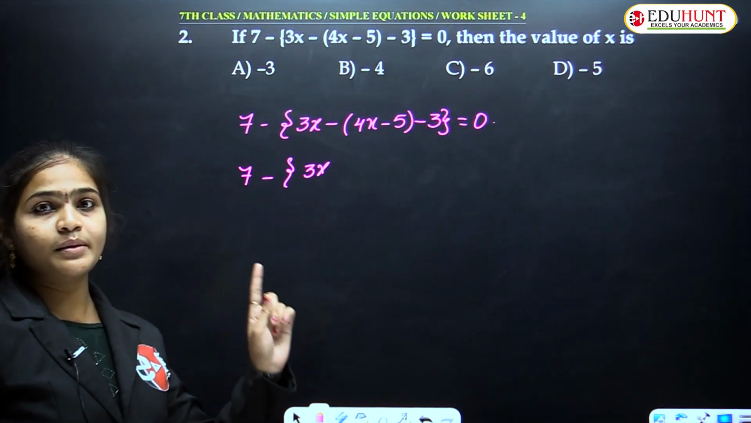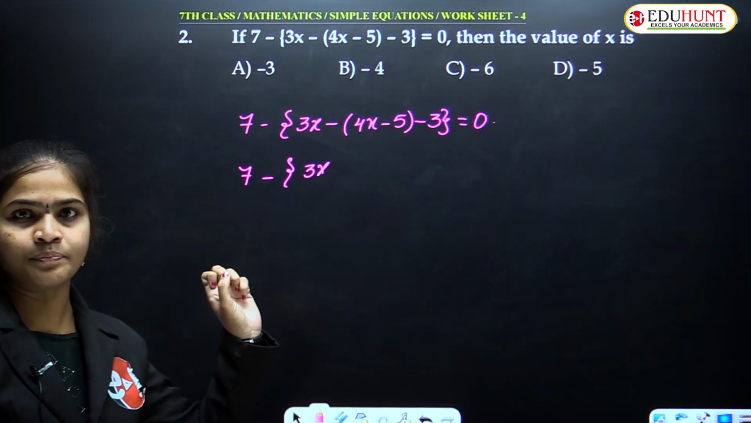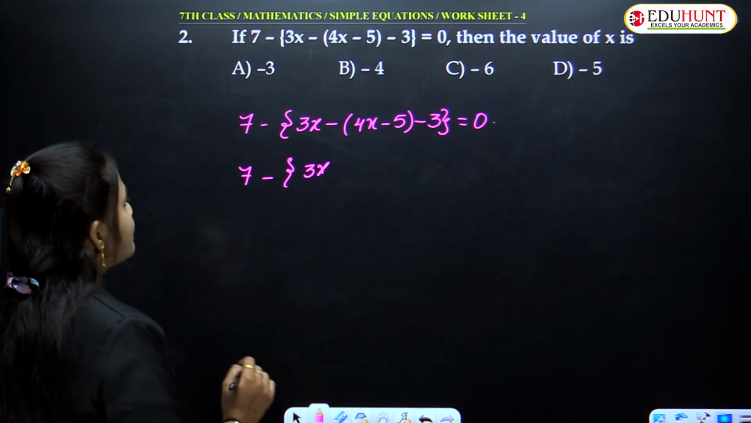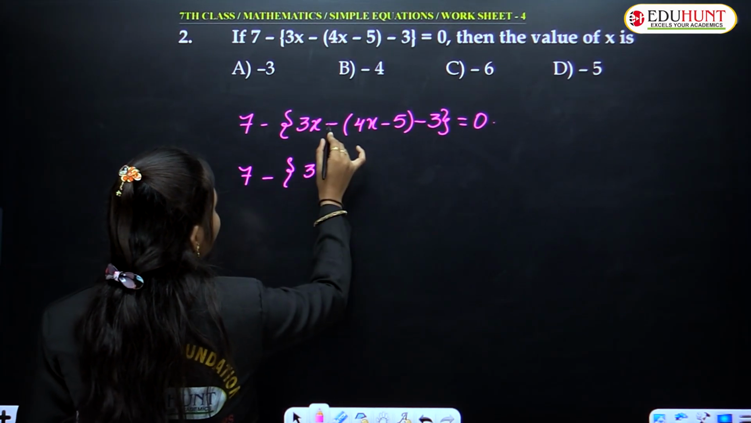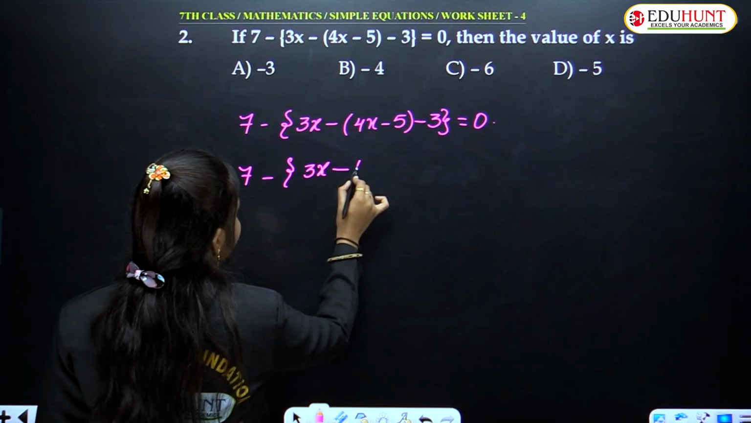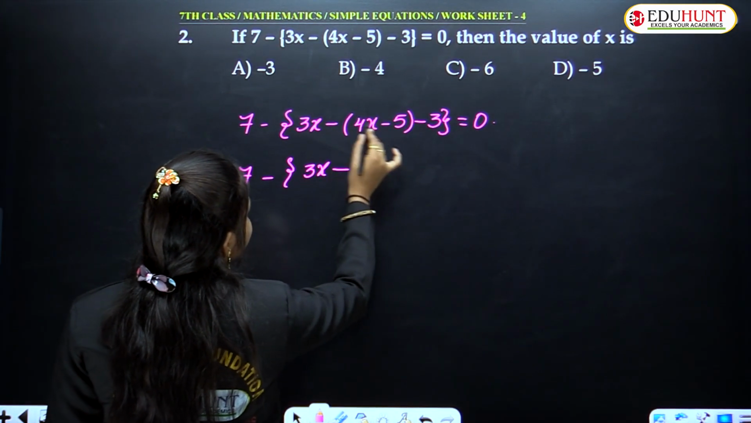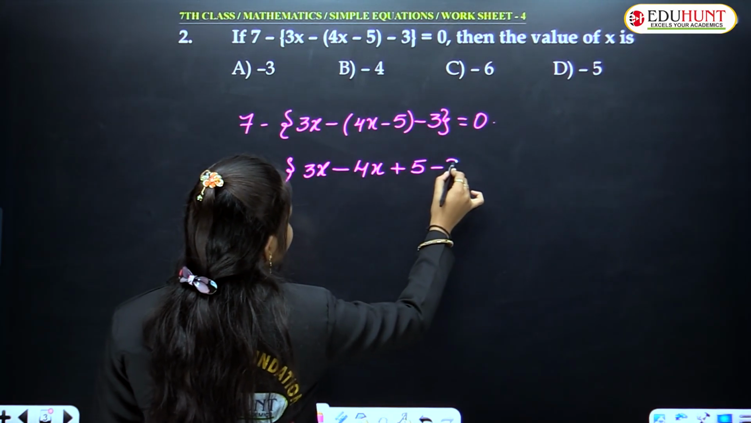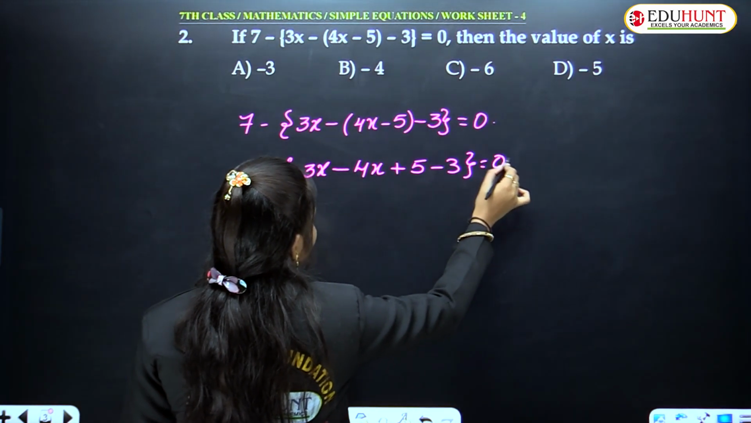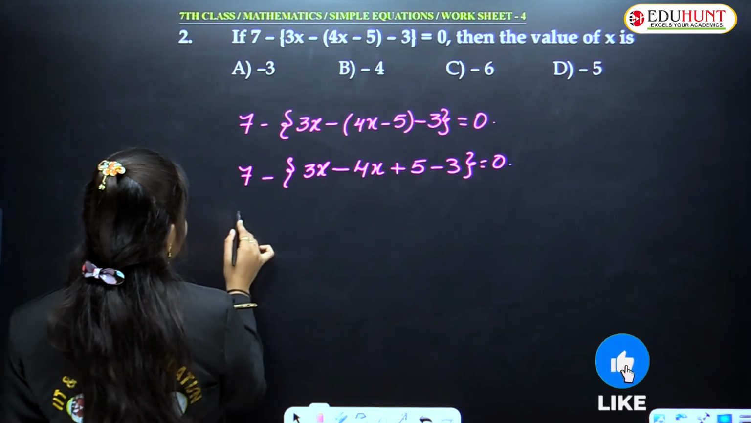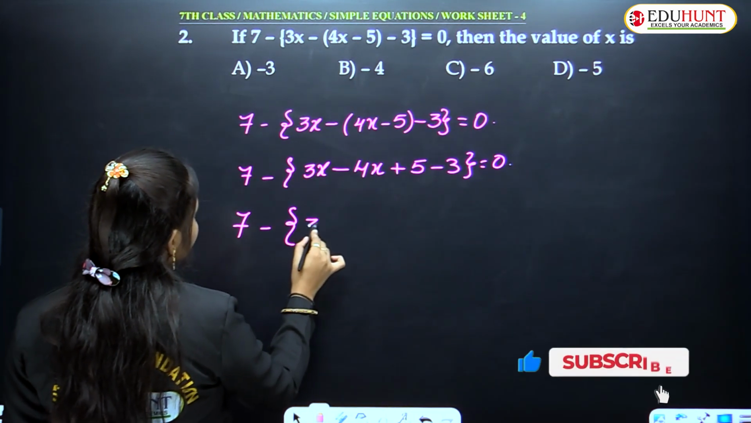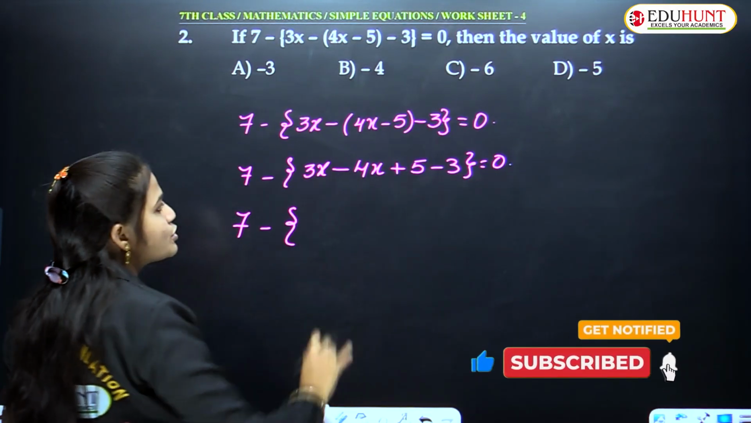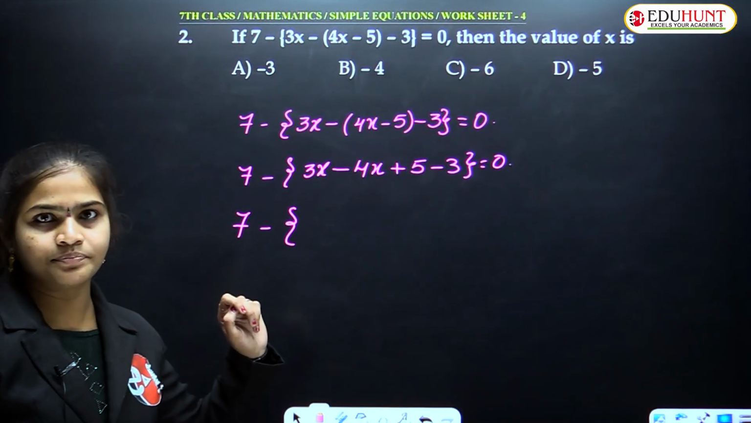One term is a variable term, another term is a constant term, so we should not take the difference of those two terms. So minus into plus is minus 4x, and minus into minus is plus 5, and here minus 3 is equal to 0. Clear? Next, 7 minus of 3x. Here 3x minus 4x, these two have the same variable term. Yes or no?